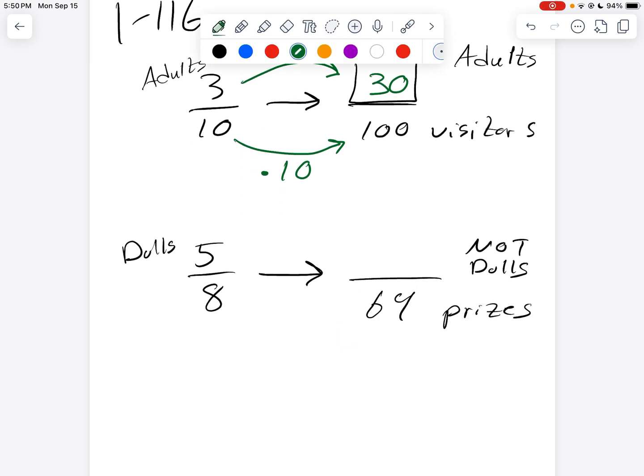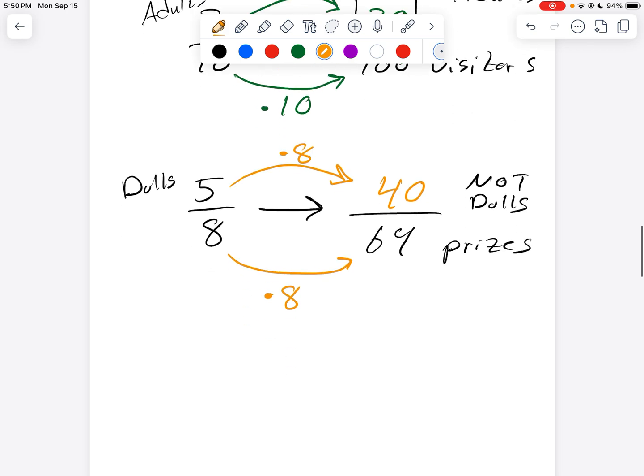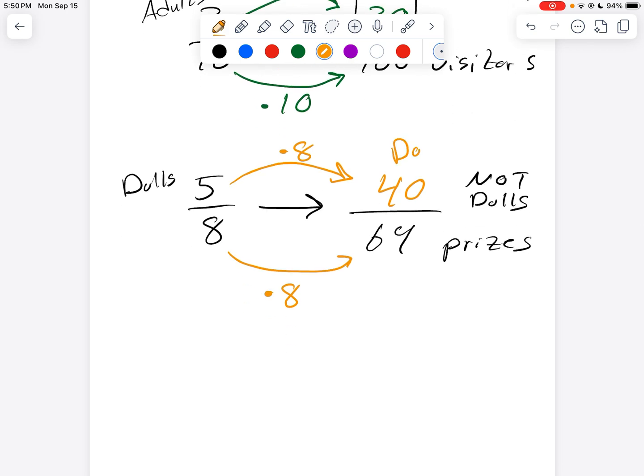So what I mean by that is, if I did the same thing I did on the last one, how do I go from 8 to 64? I times it by 8. What I do to the bottom, I have to do to the top. So on the top, I'm going to have 5 times 8, which is 40. Now this tells us how many of the prizes are dolls.